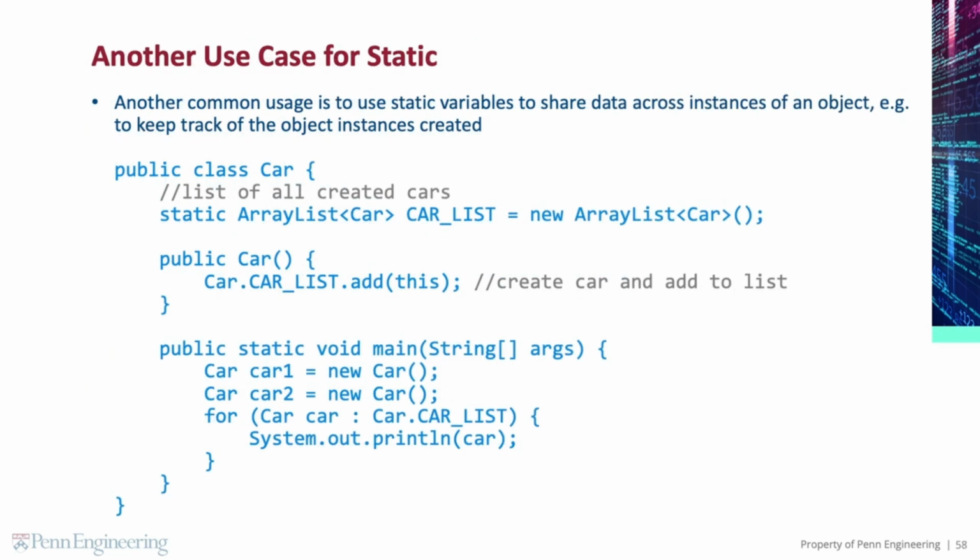Another common usage is to use static variables to share data across instances of an object, for example, to keep track of the object instances created. Here in the main method, we create multiple instances of the Car class. The constructor for the Car class adds that instance of a car to a static ArrayList, carList, stored in the Car class itself. So every instance of Car is stored in a static variable in the Car class. We then iterate over the static ArrayList to access and print each car.